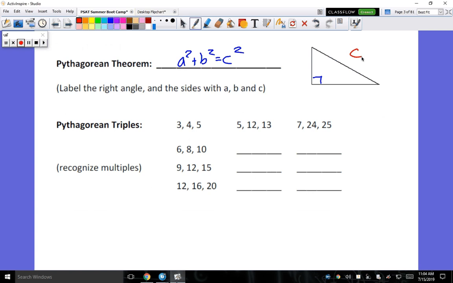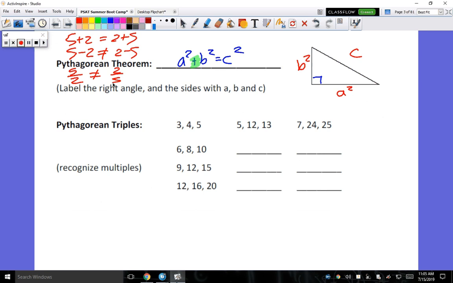Some people say the shorter side, but it doesn't matter because why? They're being added. And when you add in math, does order matter? No. 5 plus 2 is the same as 2 plus 5. What other operation besides addition does order not matter? Multiplication. So addition and multiplication are commutative. Which ones does the order matter? Subtraction and division. 5 minus 2 is not the same as 2 minus 5, just like 5 divided by 2 is not the same as 2 divided by 5.